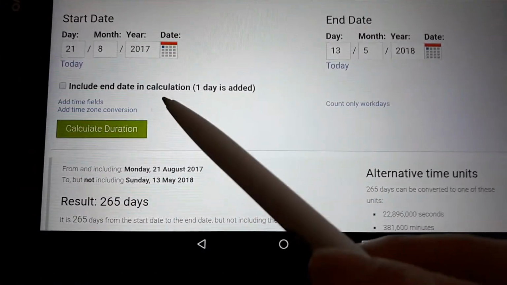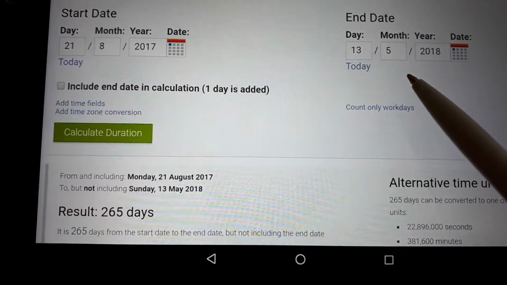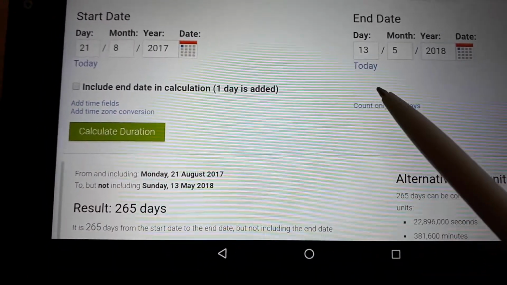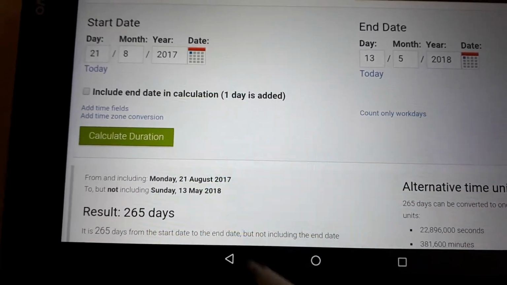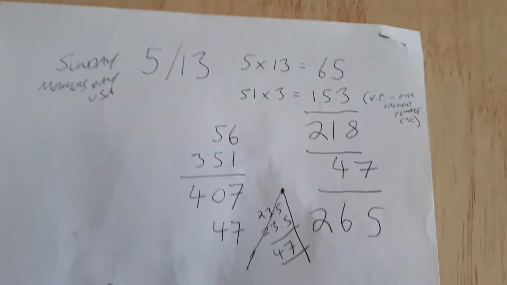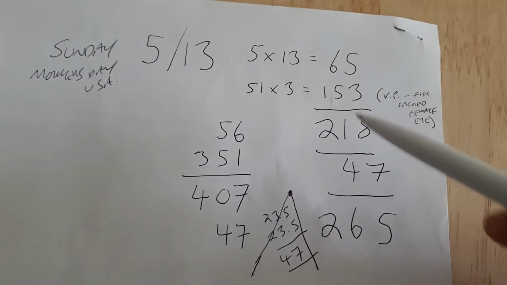And there you have it. Eclipse date last year, Mother's Day, Sunday in the US. Remember the future, 265 days. 265? Hello, we just got 265. How did we get 265?